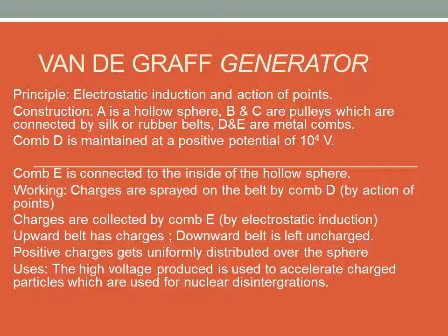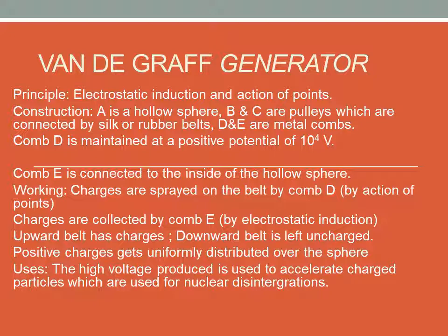Now the belt which descends, which comes down, has almost no charge. Now at the bottom again it gains a large positive charge. Now the belt goes up and delivers the positive charges to the outer surface of the sphere. Now this process goes on continuously until there is a limiting value, until the outer surface produces a potential of around 10 to the power of 7 volts. Okay, that is known as the limiting value.